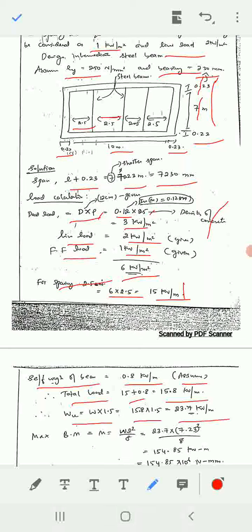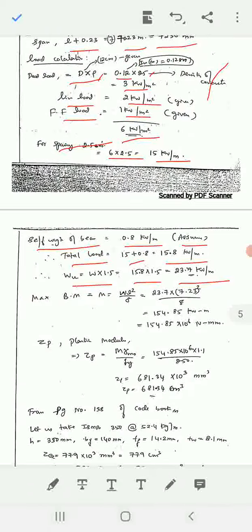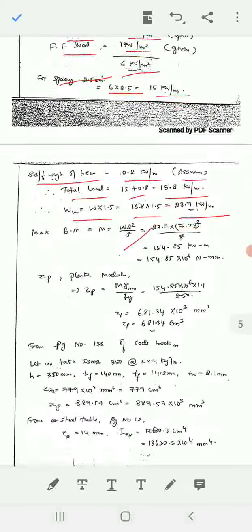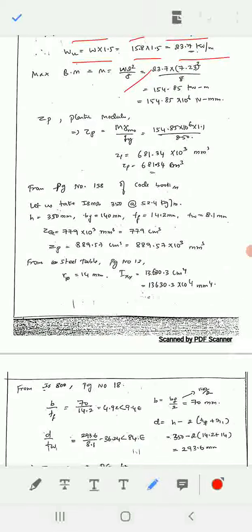Then you have to find out the moment, that is WL square by 8 because it is simply supported. Then ZP you have to calculate, right? Whatever the ZP value 681 you got, you have to go for page number 138, and we selected ISMB 350 because the ZP value is 889.57, more than 681. So we got ISMB 350, all the properties of ISMB 350, everything written from the steel table also. Root R1 values and IXX value also written.